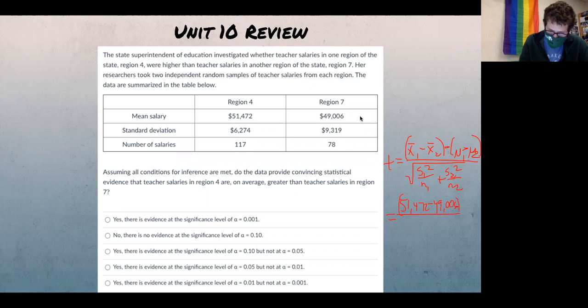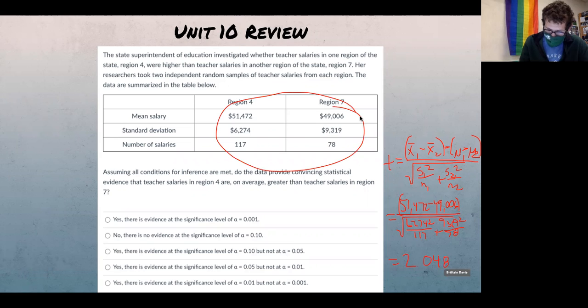And then divide that by, well, if I do all this down at the bottom, these are a bunch of numbers: 62,074 squared over 117 plus 9,319 squared over 78. And these are numbers I'm getting from this. I can do all that on the calculator and get a t-score of 2.048.